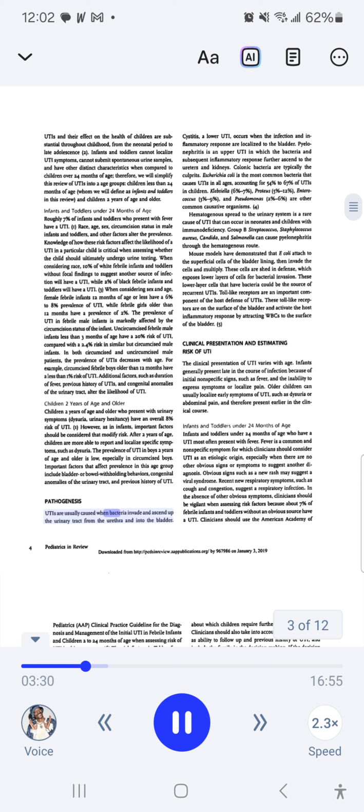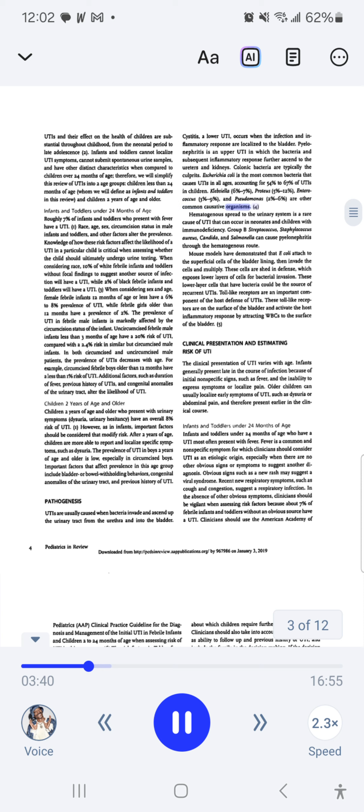Pathogenesis. UTIs are usually caused when bacteria invade and ascend up the urinary tract from the urethra and into the bladder. Cystitis, a lower UTI, occurs when the infection and inflammatory response are localized to the bladder. Pyelonephritis is an upper UTI in which the bacteria and subsequent inflammatory response further ascend to the ureters and kidneys. Colonic bacteria are typically the culprits. Escherichia coli is the most common bacteria that causes UTIs in all ages, accounting for 54% to 67% of UTIs in children. Klebsiella is 6% to 7%, Proteus 5% to 12%, Enterococcus 3% to 9%, and Pseudomonas 2% to 6%.